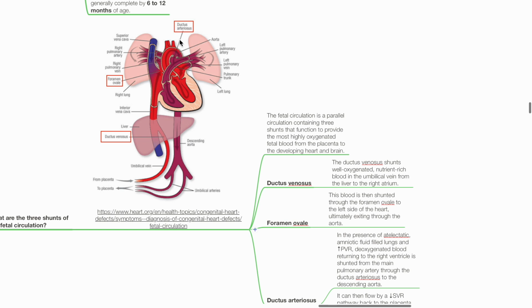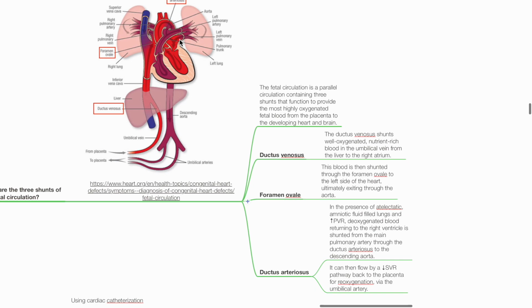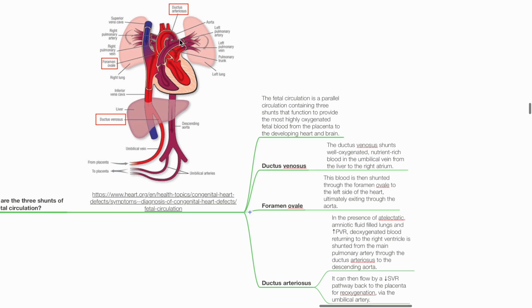In the presence of atelectatic, amniotic fluid-filled lungs and increased PVR, deoxygenated blood returning to the right ventricle is shunted from the main pulmonary artery through the ductus arteriosus to the descending aorta. It can then flow by a reduced SVR pathway back to the placenta for reoxygenation via the umbilical artery.